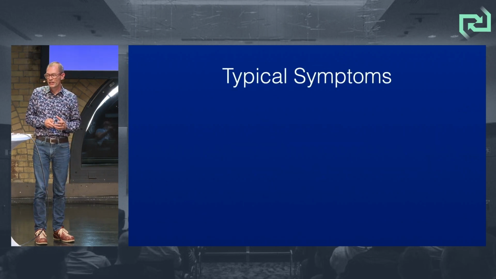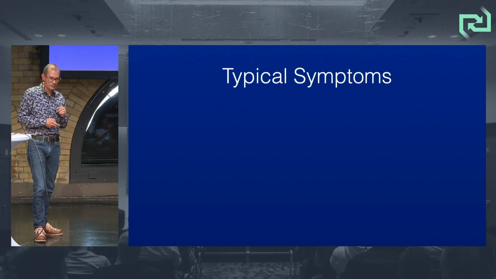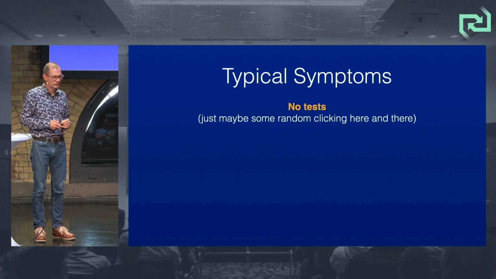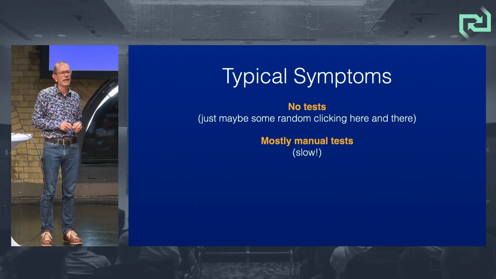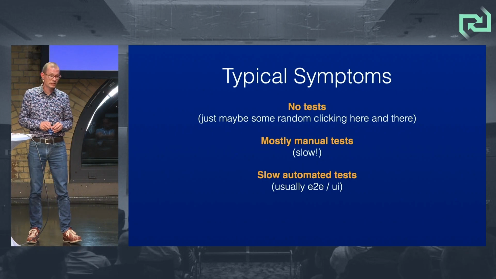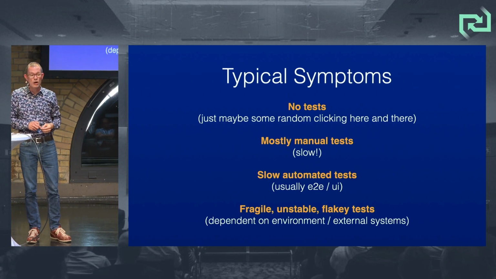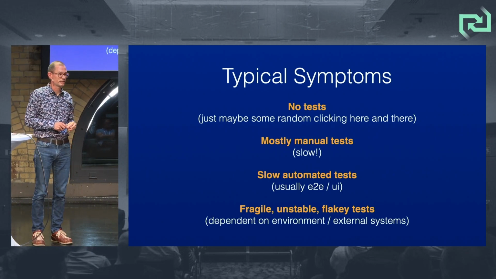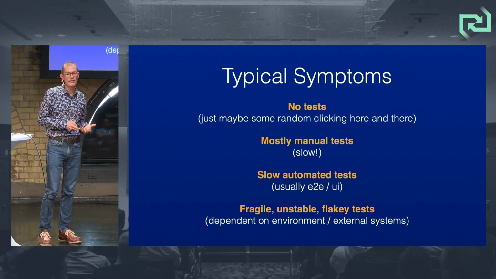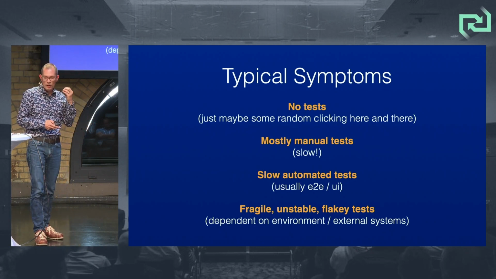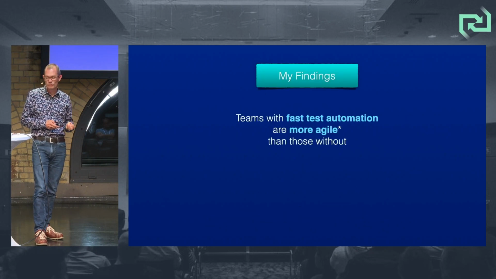And here's my observation, and typical symptoms of those teams, maybe, in my observations, they have no tests. Or they have only manual or mostly manual tests. And manual testing is slower than everything that you automate. Or you've got slow automated tests because you do mostly UI testing using whatever tool. Or you've got fragile, unstable, flaky tests. Tests that fail for some reason and you spend lots of time investigating why those tests fail. All those symptoms make you slow. And now here's my findings or my claim.